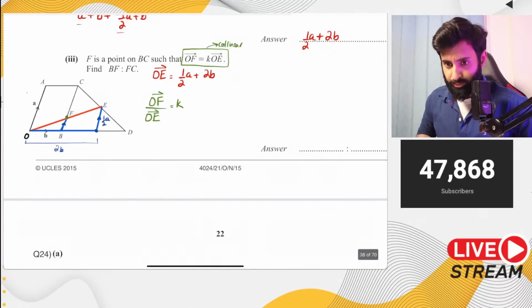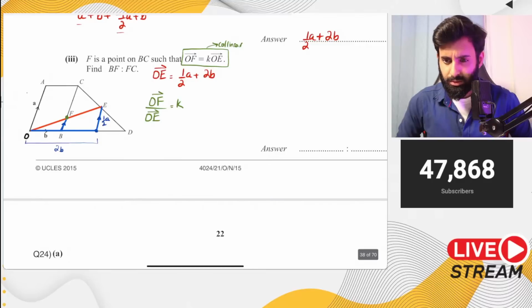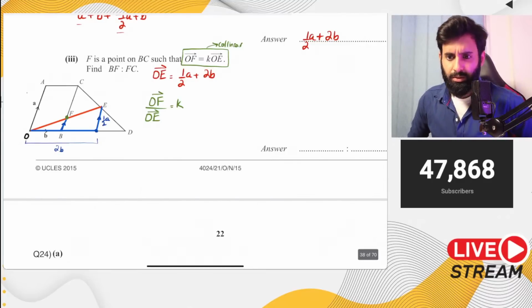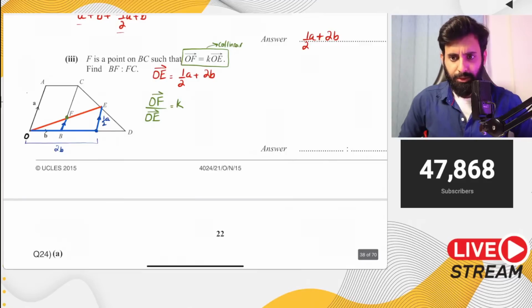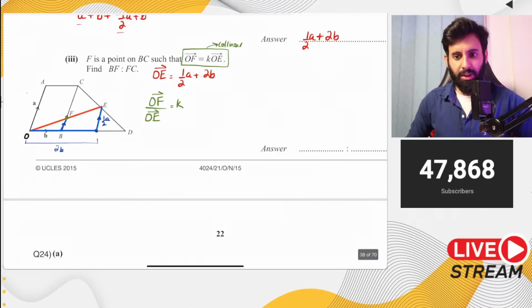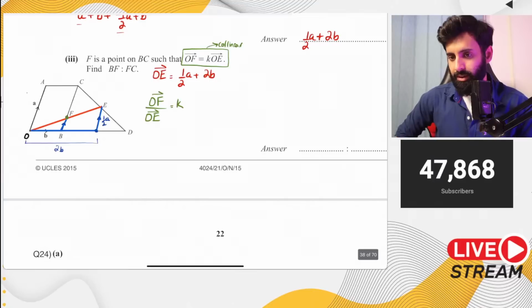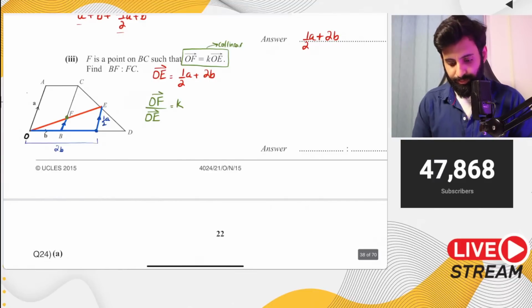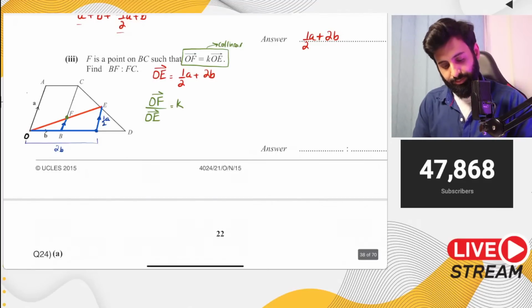Yeah, you could. Question for you guys. How will we find the value of K? No, there is no difference in finding out the value of K for collinear and similar. No difference. K is equal to 1 upon 3. Is that correct?